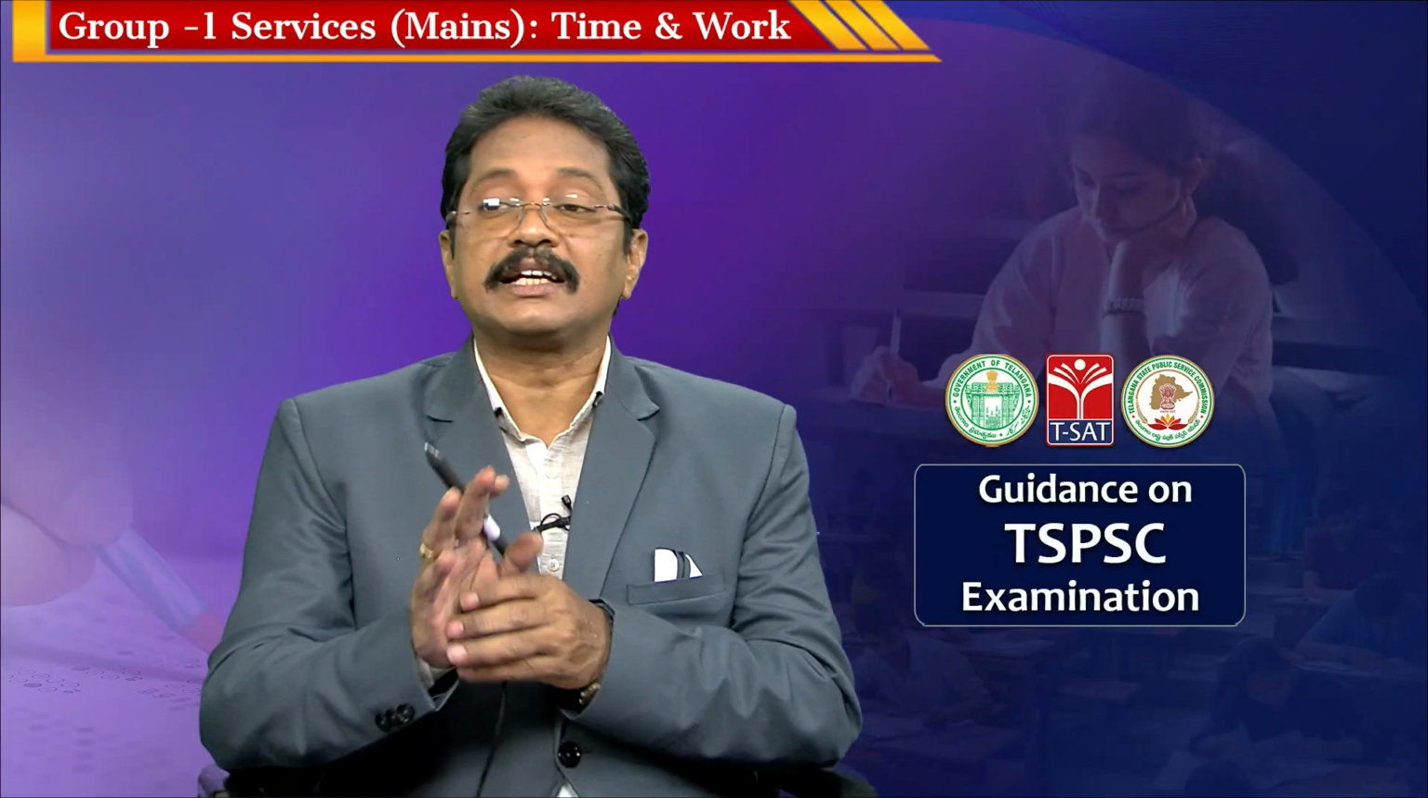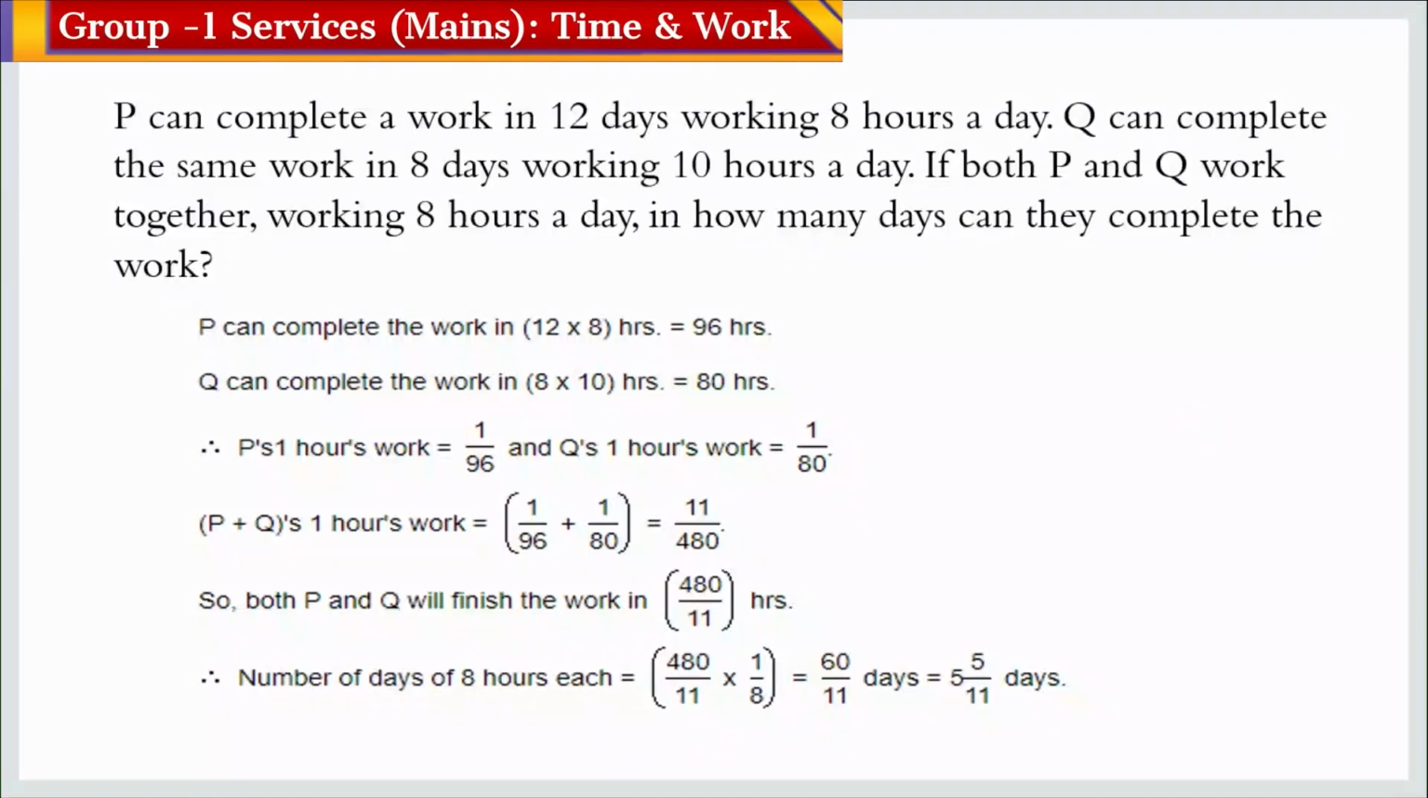In this manner, you can calculate that one. Okay, now we will see the next question. P can complete work in 12 days, working 8 hours per day. Q can complete the same work in 8 days, working 10 hours per day. If both P and Q work together, working 8 hours a day, in how many days can they complete the work? So P can complete the work in 12 days at the rate of 8 hours, means 96 hours he worked.